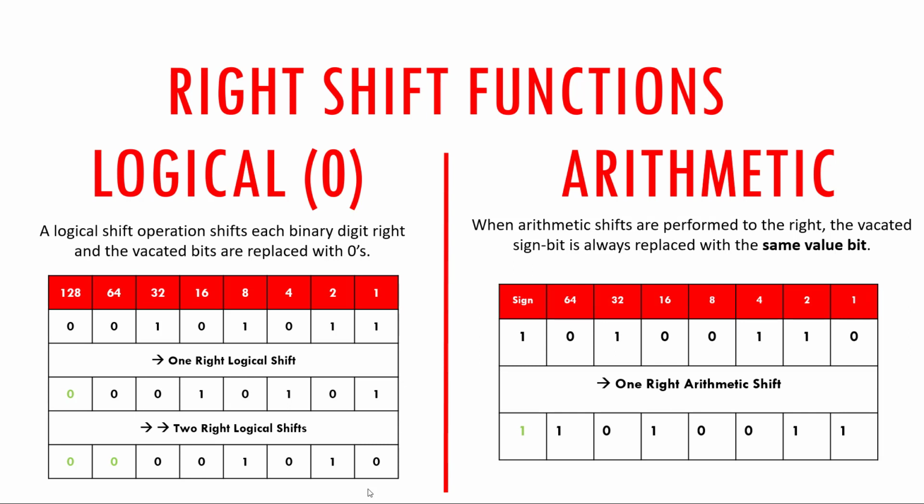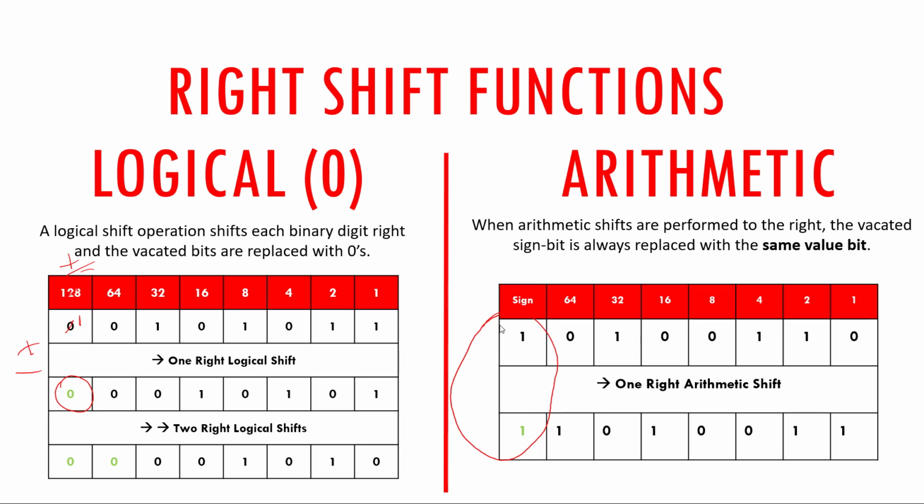Arithmetic shifts, there you go, same value bit. Now, why do we do the same value bit here? Because that might be a sign bit. If I shifted it like this, and this was a 1, and it was a sign and magnitude number, and I shifted it and replaced it with a 0, you've reversed it from a positive number to a negative number. And that's a very, very bad thing.